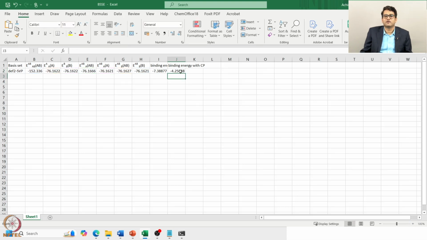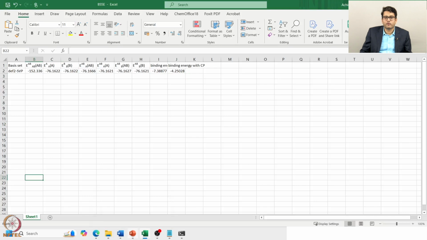So you see the binding energy with counterpoise correction actually is slightly less. Of course, slightly less means it's actually 3 kilocalorie per mole, which is much more than what chemical accuracy allows. So at def2-SVP, the counterpoise correction is quite high, 3 kilocalorie per mole, and if you do not include the counterpoise correction, it can lead to artificial stabilization. More minus means the complex is more stable. So this is what we have shown with def2-SVP.